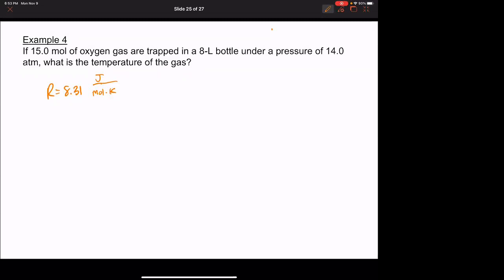So what exactly was lowercase n again? Was that another constant? No, that's the number of moles. In this case, n equals 15 moles.